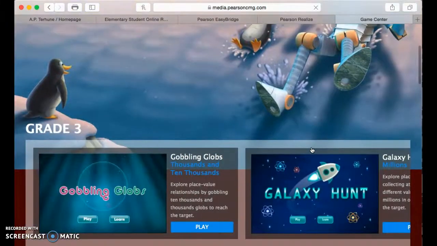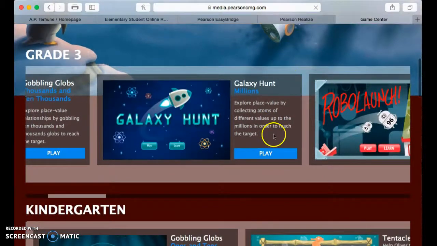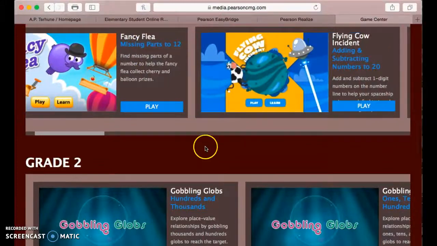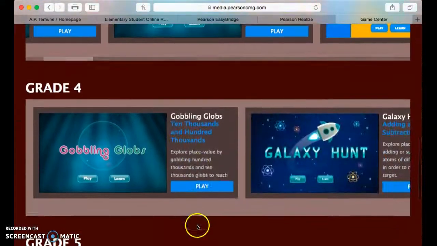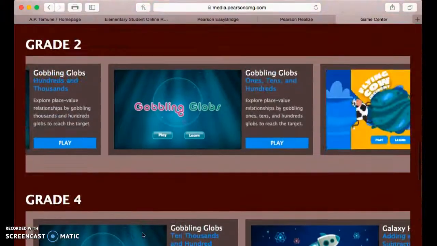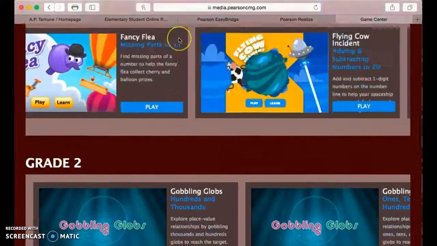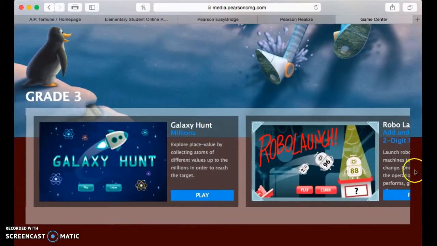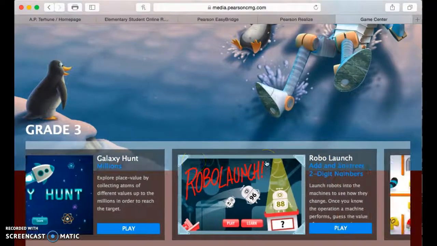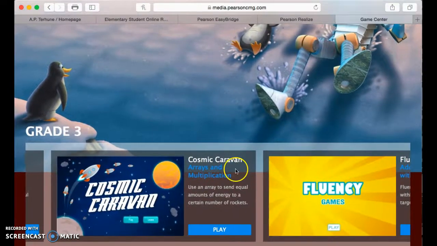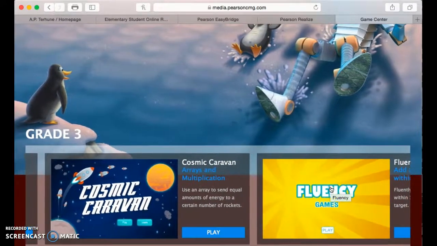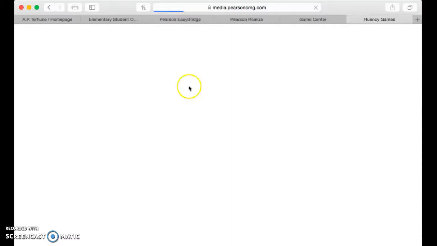There are tons of games that you can play, and you don't have to just play the games from our grade. You have kindergarten, second grade games if there's something you liked playing last year, grade 4, all the different games you can play. One of them that I'm going to encourage you to play is actually one of our games. If you scroll over, we have our fluency games. We have an addition and subtraction fluency game.